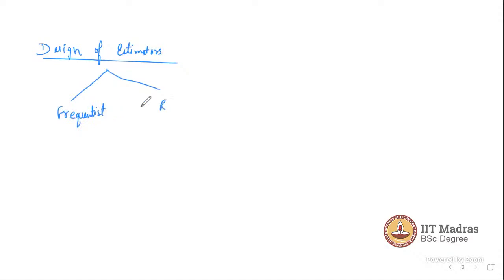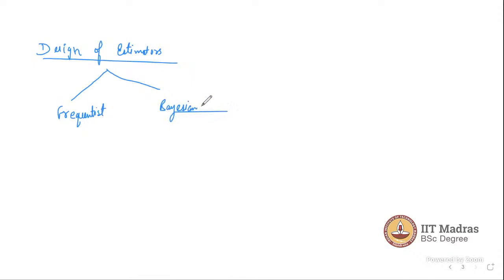Okay. So in week 8 and week 9, we are talking about the design of estimators, and there are 2 different approaches to the design of estimators. One is the frequentist approach and the other is the Bayesian approach.